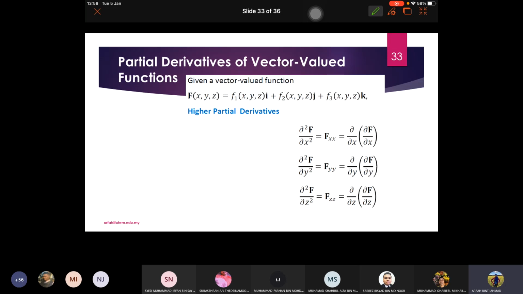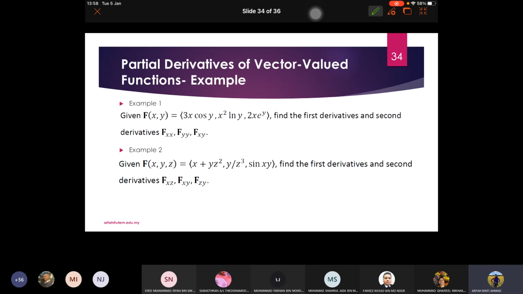Okay, and this one higher partial derivative. So kalau ada second order, sama je, bezakan setiap komponen i, j dan k terhadap second order derivative either with respect to x, y atau z. So nak senang, kita terus tengok example first ni. Dia kata, given vector f, 3x cos y, x kuasa 2 ln y, 2x exponent y, find the first derivative and second order derivative fxx, vector f terhadap x, y dan juga xy. Okay.